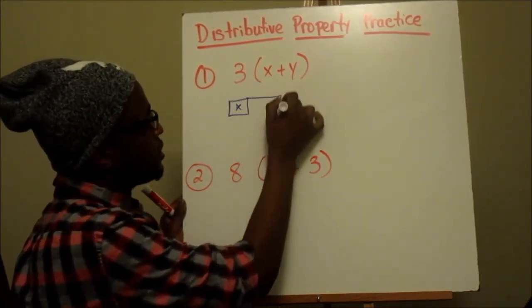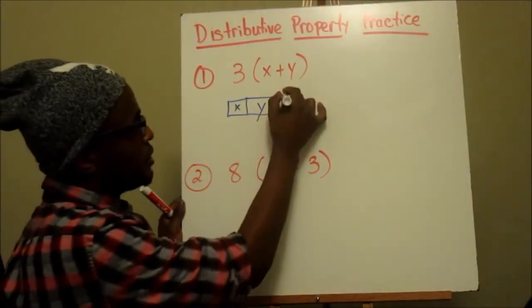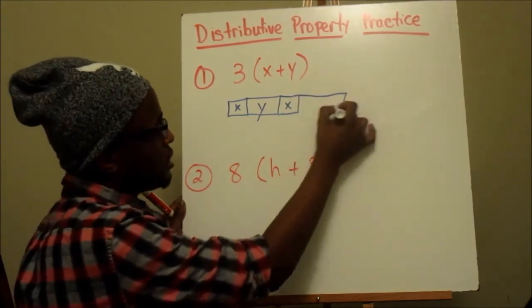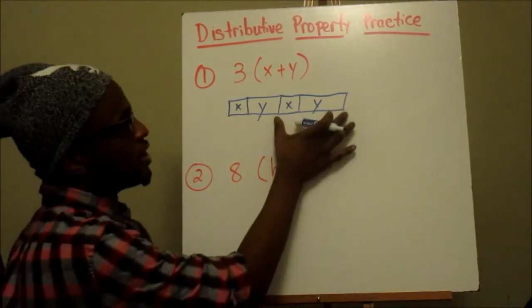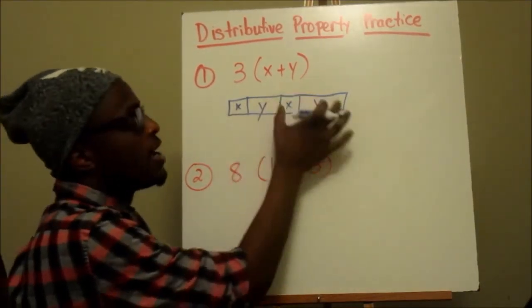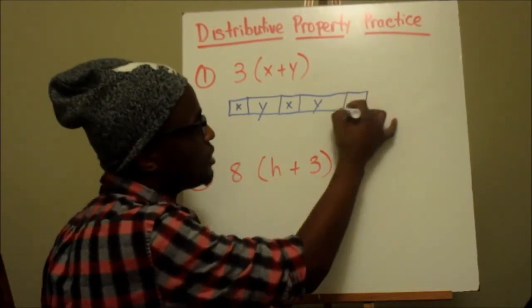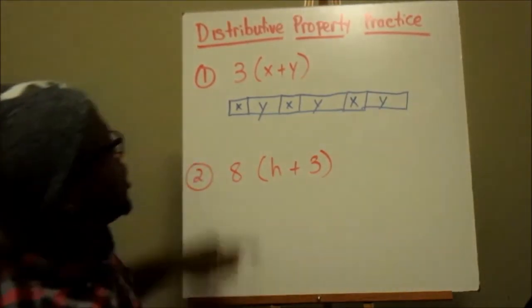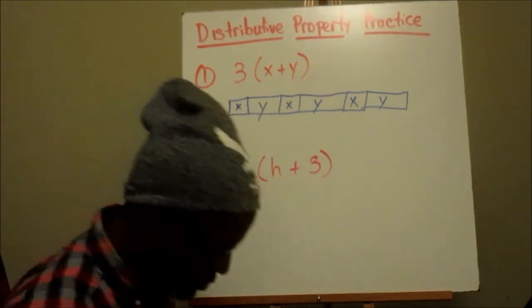x, y, that's 1 x plus y, x, and another y, so that's another set of x plus y. So I have x plus y and x plus y. That's two groups, but I need three groups, because it says 3 times. So I can go x, and I can go y. So this represents 3 times x plus y.